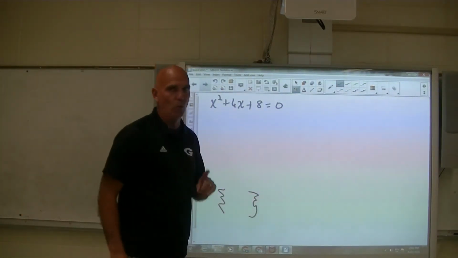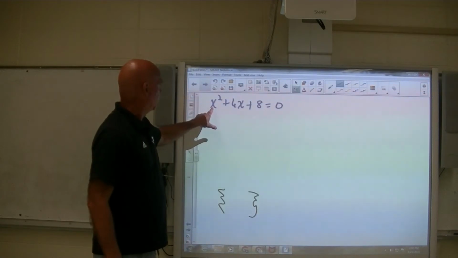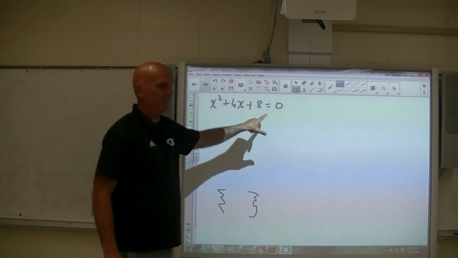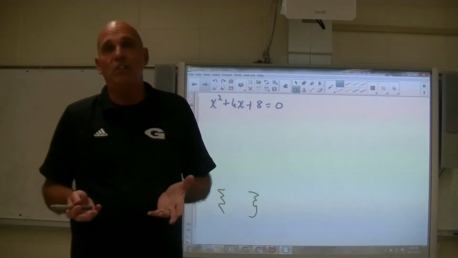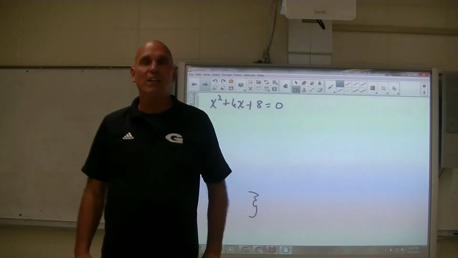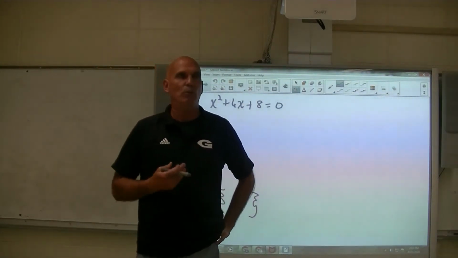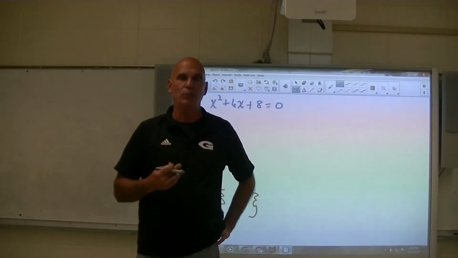Like 1. If you put in a 1, does it make it true? 1 squared is 1, plus 6 is 7, plus 8, so that's 15 is equal to 0. No, it's not true. So 1 is not a solution to this. So we're looking for what kind of numbers can we put in there that would solve this equation, that would make it a true statement.